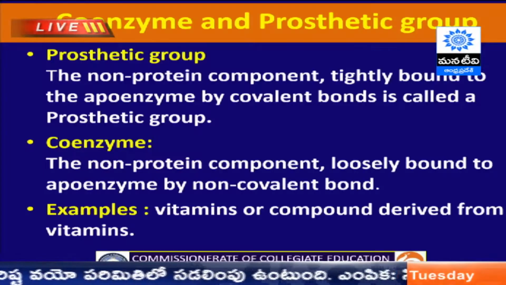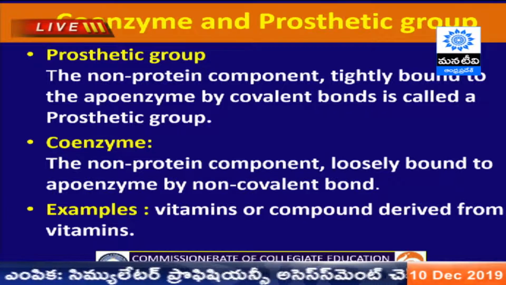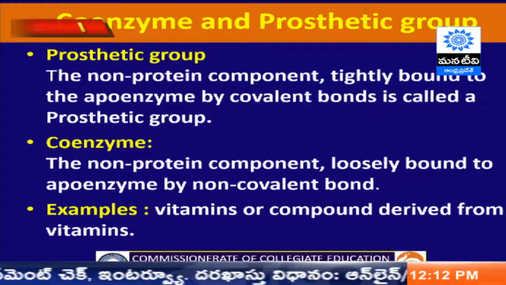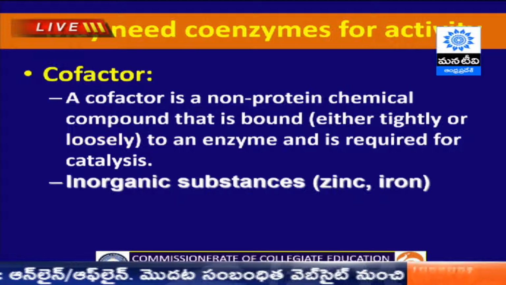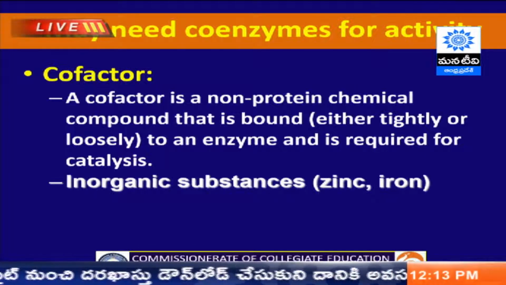The non-protein part which is in the form of an organic molecule is called a coenzyme. For example, vitamins and compounds derived from the vitamins are called coenzymes. For example, coenzyme A. This coenzyme A plays an important role along with the enzyme, which is essential for the enzyme for taking part in the completion of the biochemical reactions, and the other one is the cofactor, which is in the inorganic form.